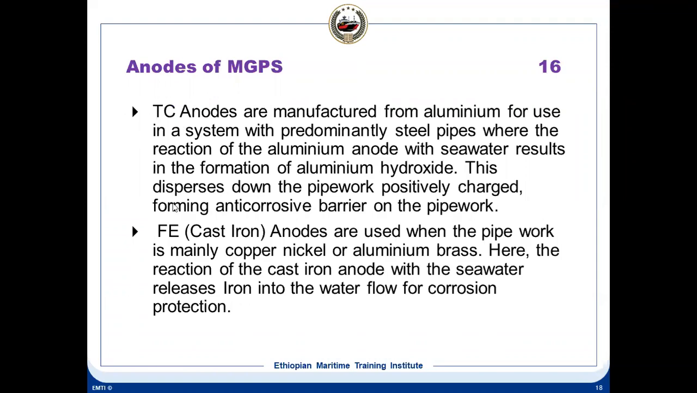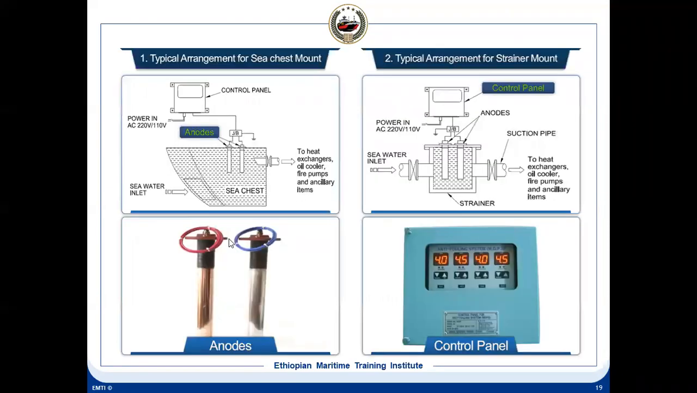In the Tc, there are two types. It can be Fe type or Tc type. So Tc means it's manufactured with aluminum, and aluminum hydroxide ions are released. The purpose of this one is the anti-corrosive effect inside the pipings. So if you are using copper, nickel or other different types of piping, then you will have a cast iron type. Okay. So I hope you understood how these electrical connections have been made.